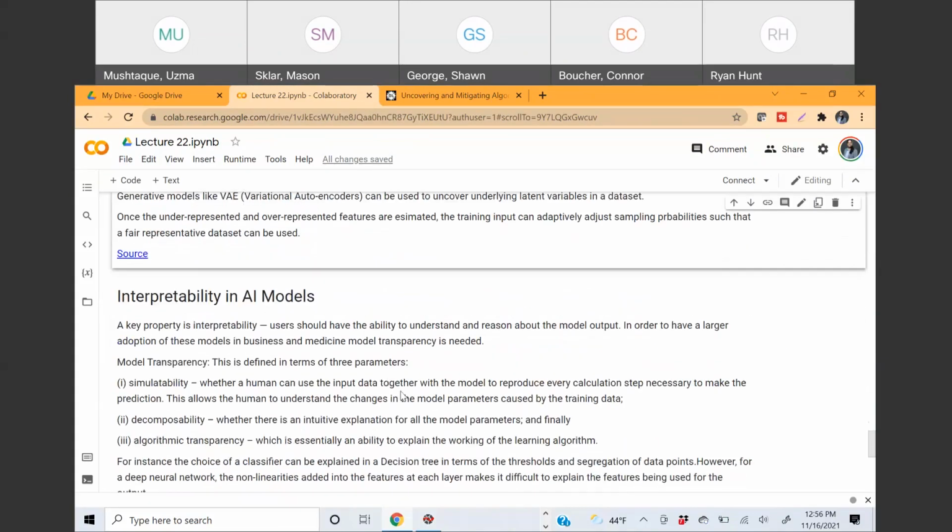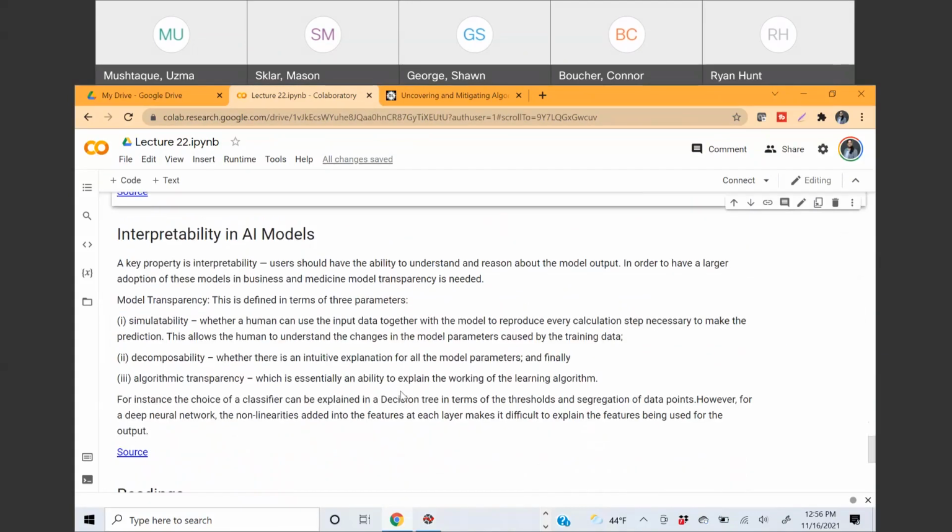Okay, so the last part of today's lecture is interpretability in AI models. And as I said initially, this is also a very important aspect of any machine learning model. In fact, this has been the biggest hindrance to the adoption of these models in many industries and application areas like medicine, and even the finance sector, where they're still using some basic ML models as opposed to deep learning models, despite their very good accuracy and performance.